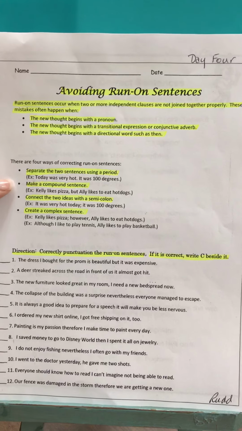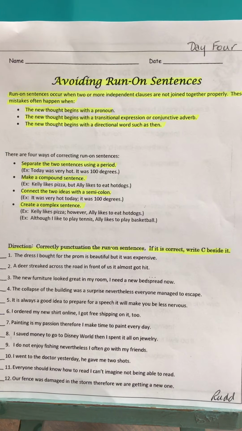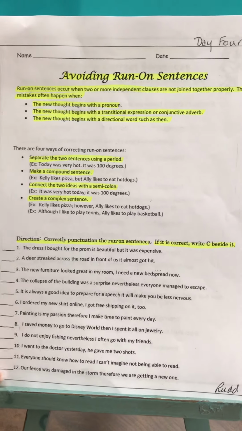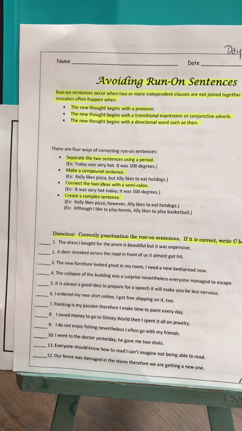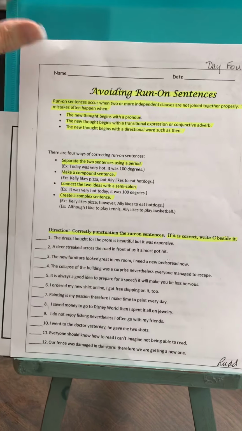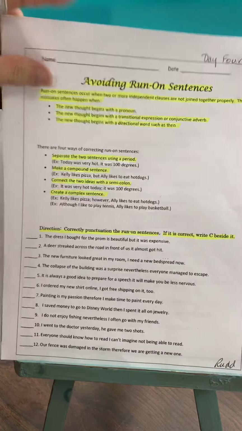Here are 4 ways to correct run-on sentences and some examples. You get to choose which of these is correct and which is not. If it's correctly punctuated, then put a C in front of it. Otherwise, please correct it. And if you have a red pen at home, you can use that.